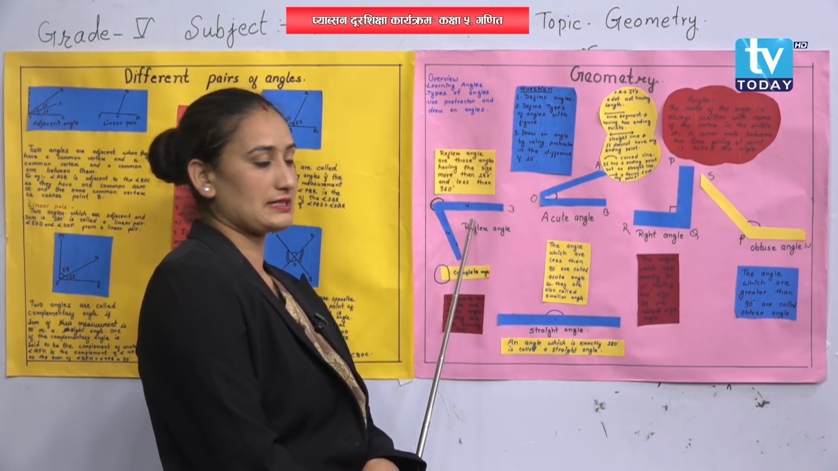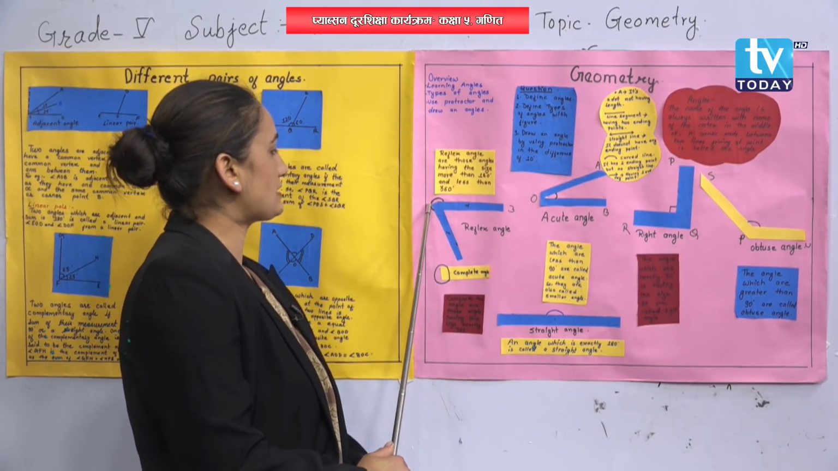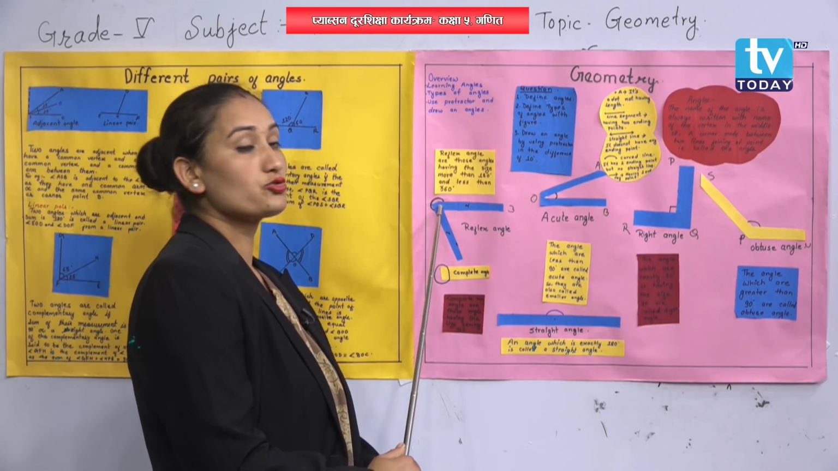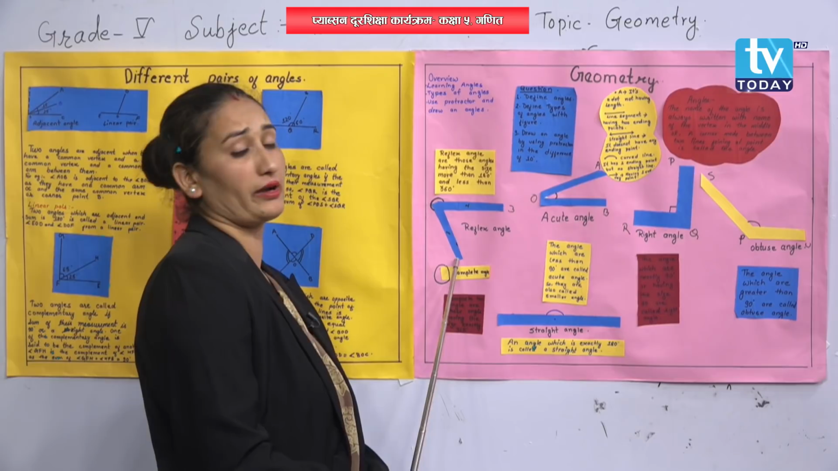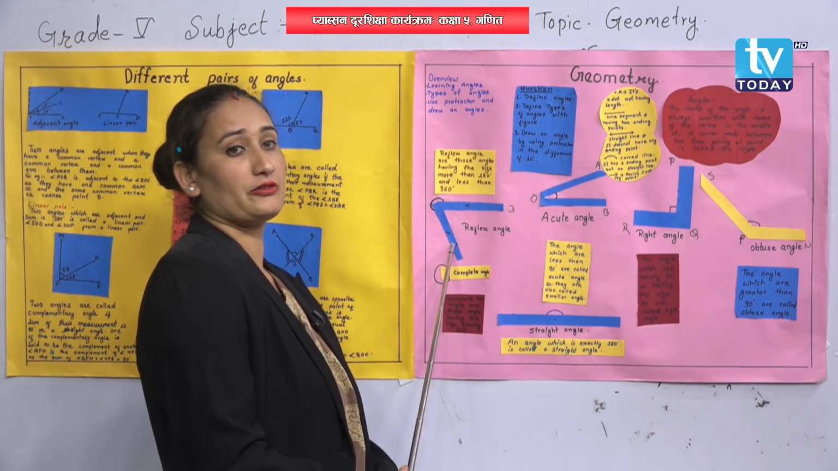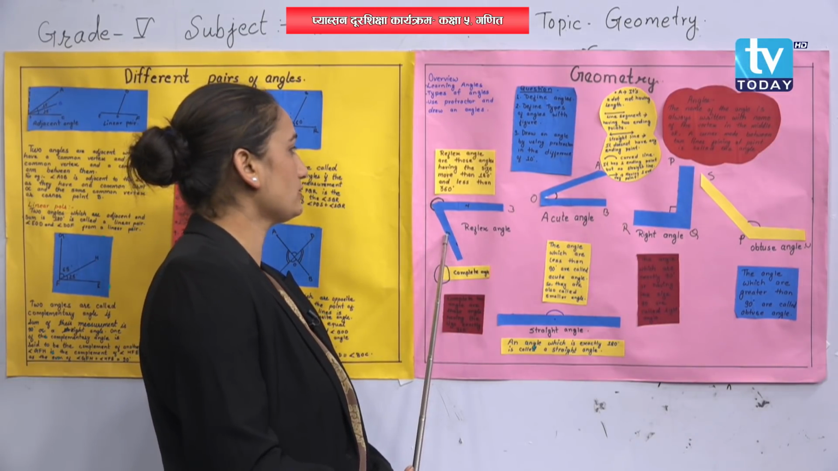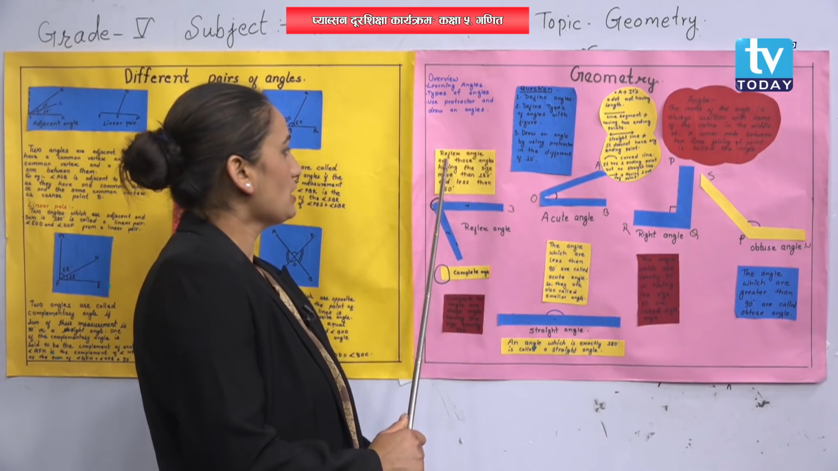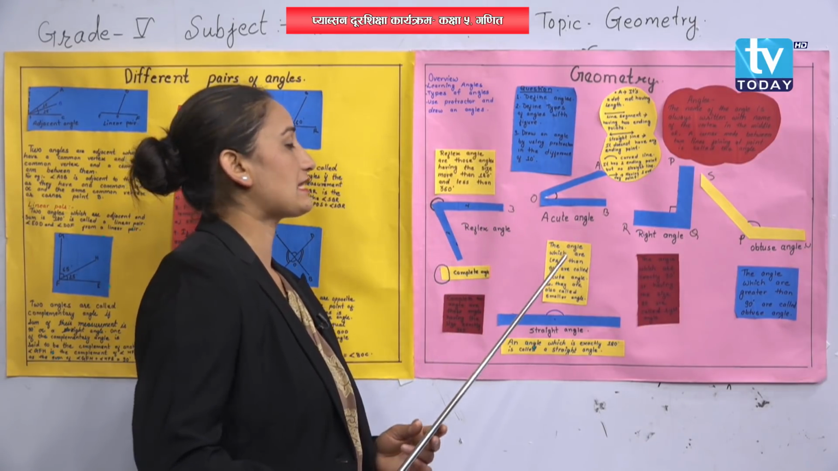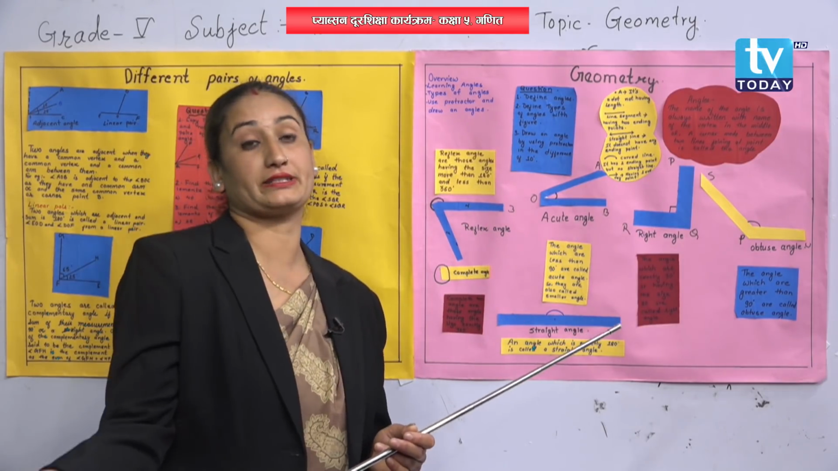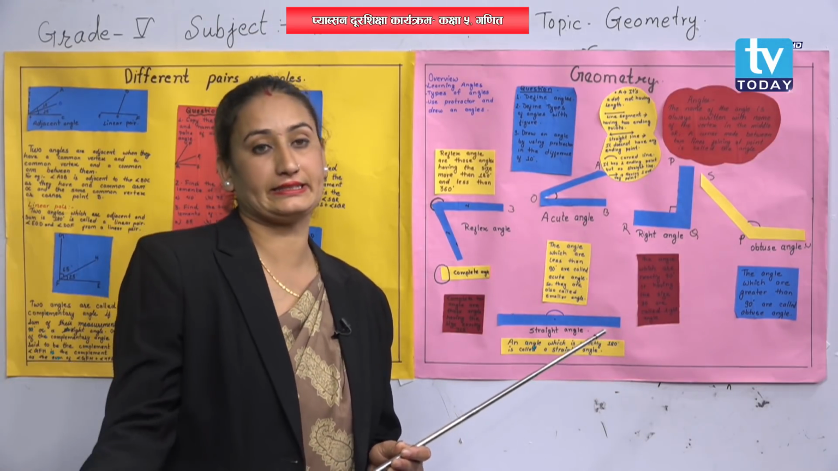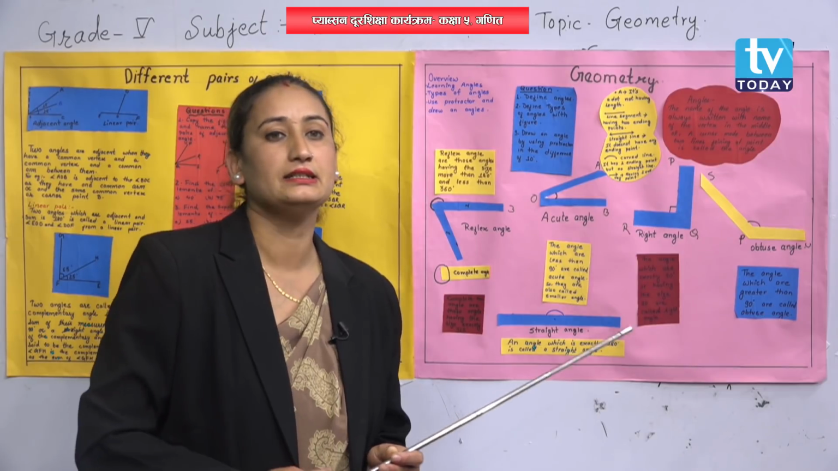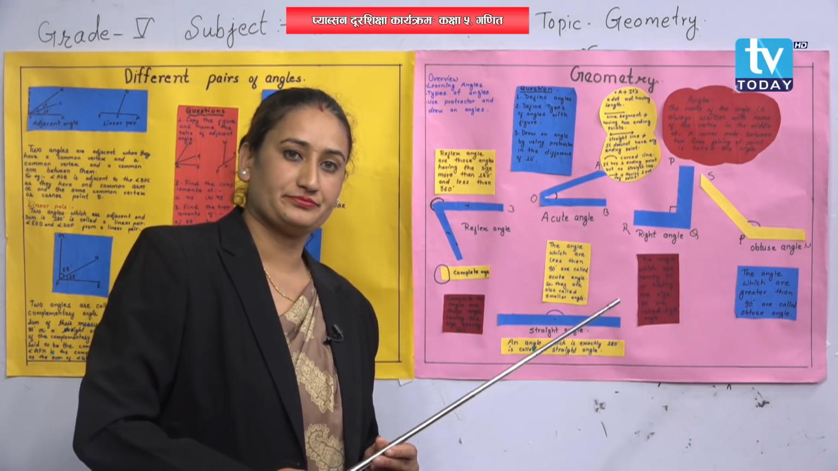See here, a reflex angle. If I make it straight over here, then it becomes a straight angle, right? If it is coming from here and bends its body, then what will happen? We call it a reflex angle. Those angles having a size of more than 180 degrees, we call a reflex angle.